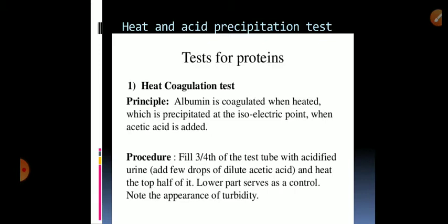The last and most important test, which is also used for urine analysis, is the heat and acid precipitation test, also called the heat and acid coagulation test. This test is especially given by the protein albumin. In this case we have to fill 3/4 of the tube with the sample and heat the upper portion of the tube. When you heat the sample directly, the proteins present, especially albumin, will get precipitated upon heating. So the upper part of the tube where you have heated will show precipitation, whereas the lower part, which serves as control, will be clear.